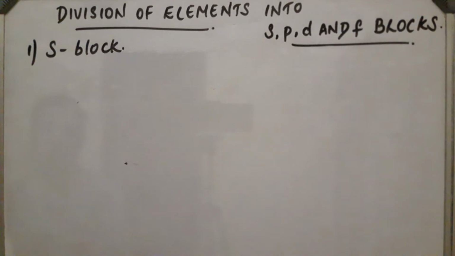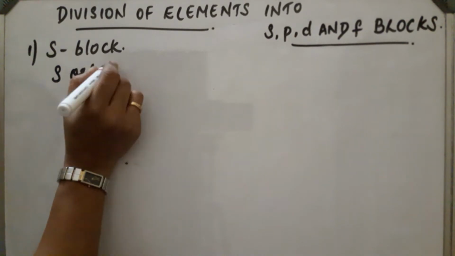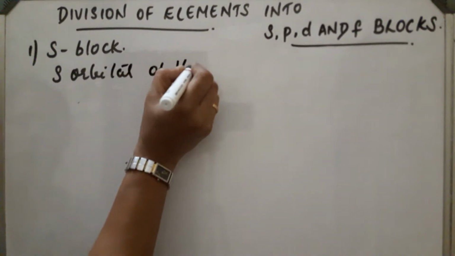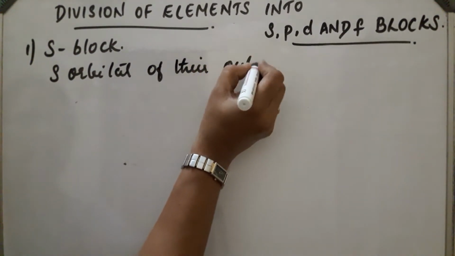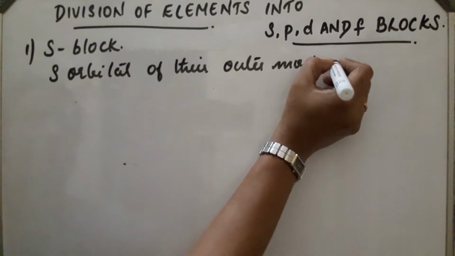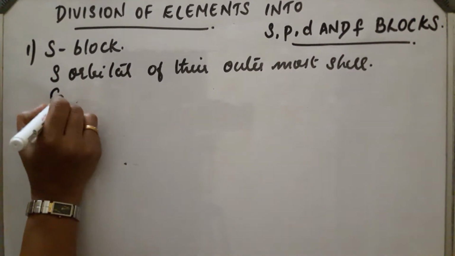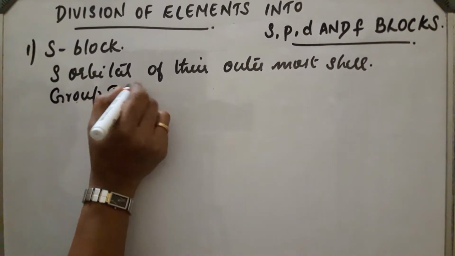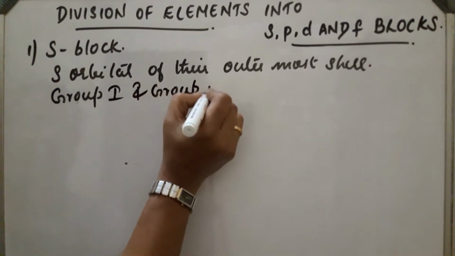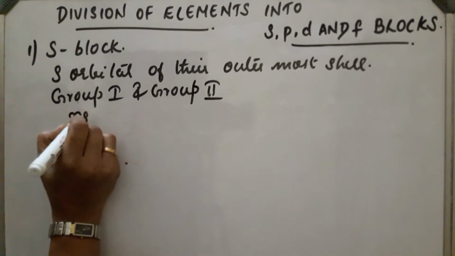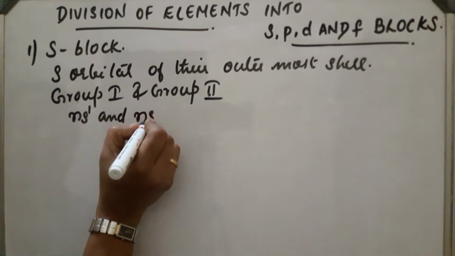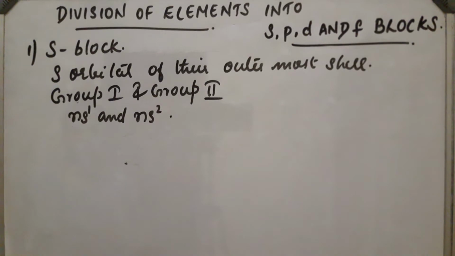Elements in which the last electron enters into the S orbital of their outermost shell. Such elements are called S block elements. Group 1 and group 2 are S block elements, and their electronic configurations are ns1 and ns2. Group 1 is ns1 and group 2 is ns2.